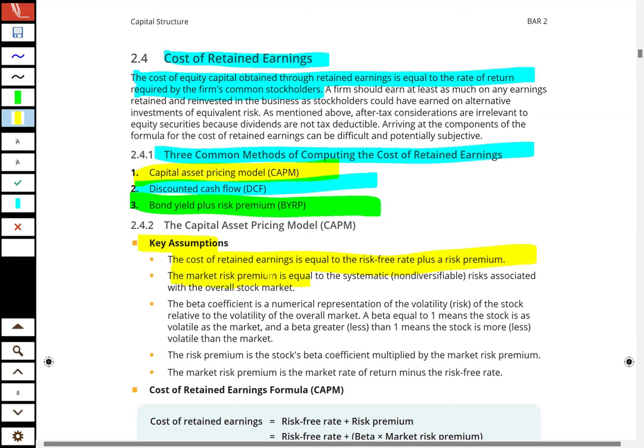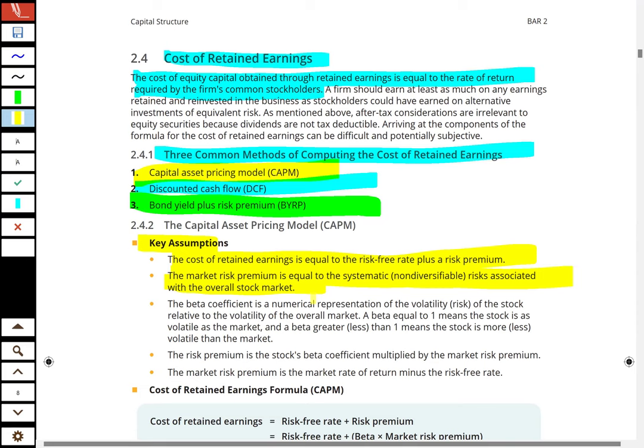Okay, so we have that market risk premium piece that we're going to add to the risk-free rate, and it's equal to the systematic risk. And remember, we talked last time about non-diversifiable risk. So there's some amount of risk because of war and whatnot, general economic factors, that you cannot diversify out by diversifying your portfolio. Okay, so that's the market risk premium.